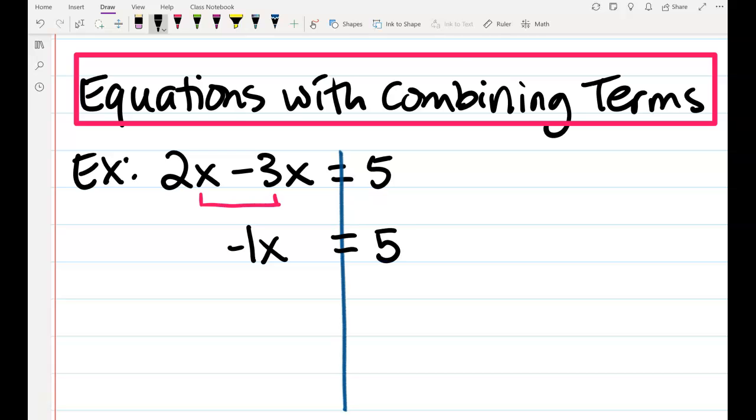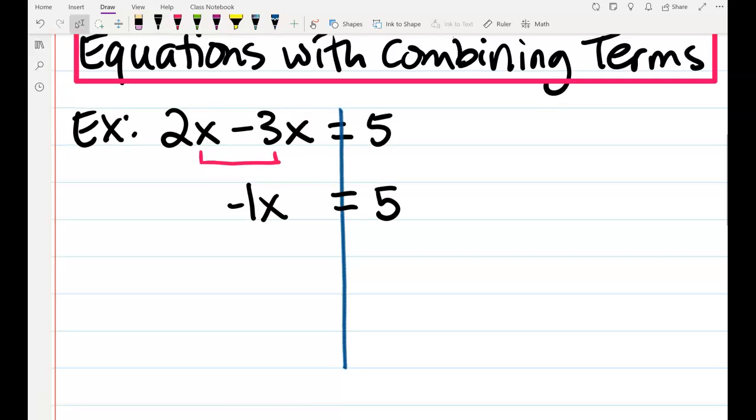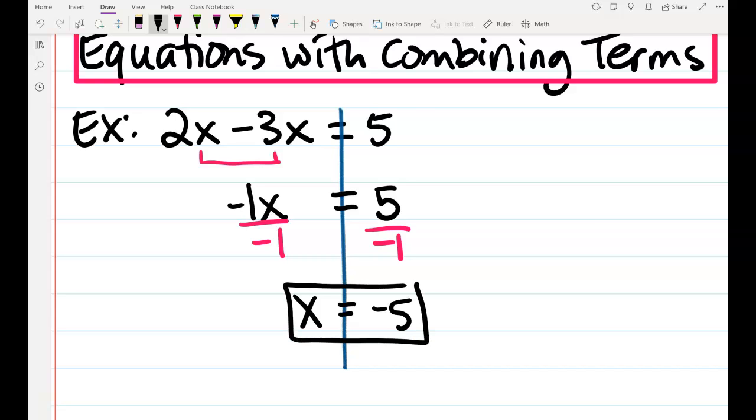So I have negative 1x equals 5. Now, that negative 1x has to be divided by negative 1 in order to isolate the x. And with that, I get x by itself, and I get negative 5 on the other side, which is the answer.